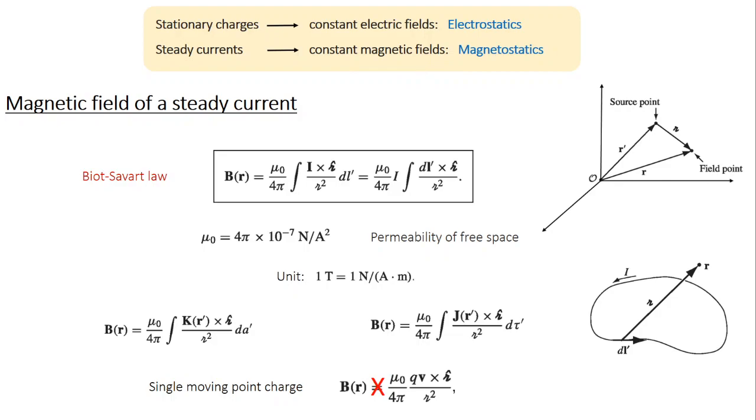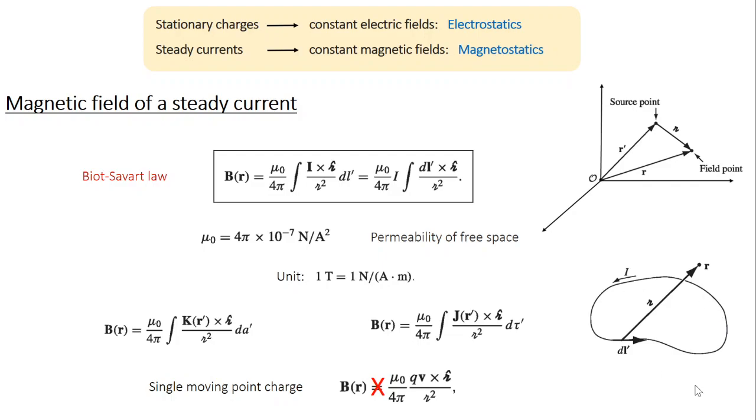Now when you learned about electrostatics, you saw, for a given charge configuration, how to calculate the field associated with the charges using Coulomb's law. Now let's try to find out what is the magnetic field associated with a given current configuration. This is given by the Biot-Savart law.